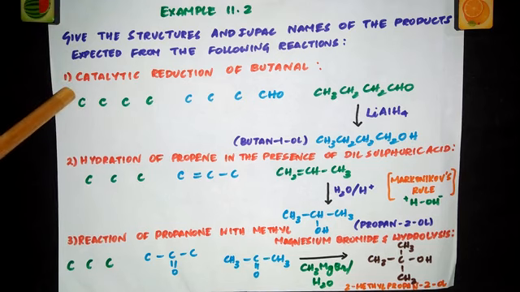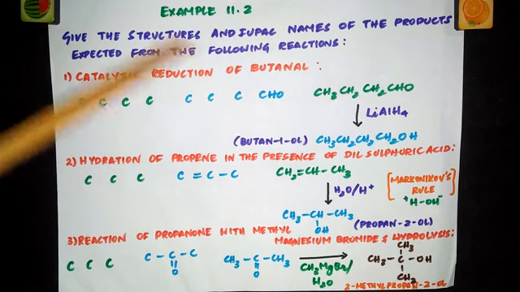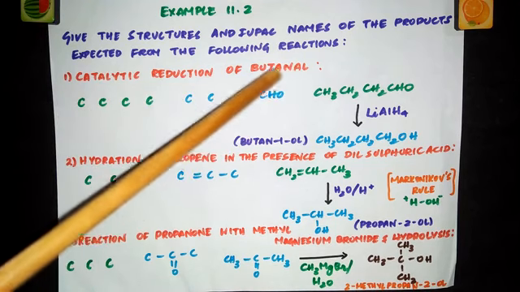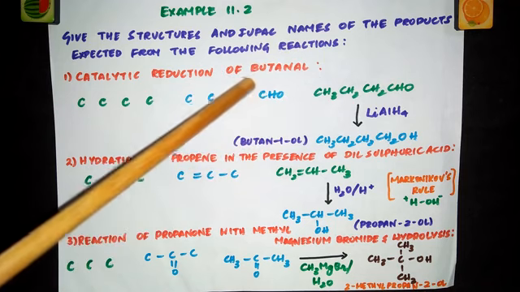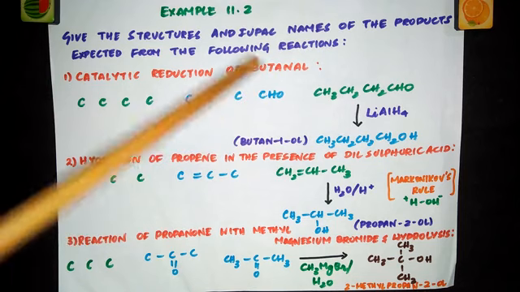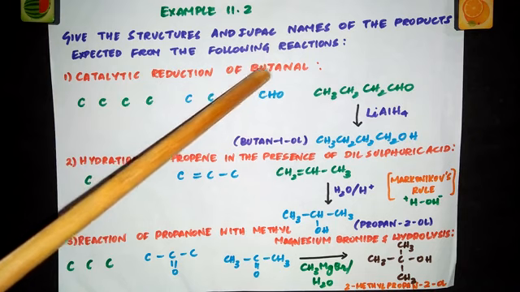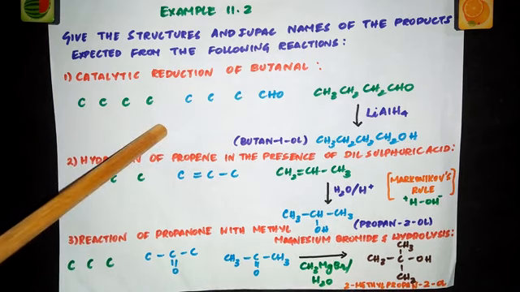So the first reaction is catalytic reduction of butanal. When a question is given like that, first see what compound, which means a starting material, is given, because they are asking you to write the product. So this is the reactant. First you should know how to draw the structure of this reactant. The question is butanal. But means 4 carbon atoms. See, 1, 2, 3, 4 carbon atoms.